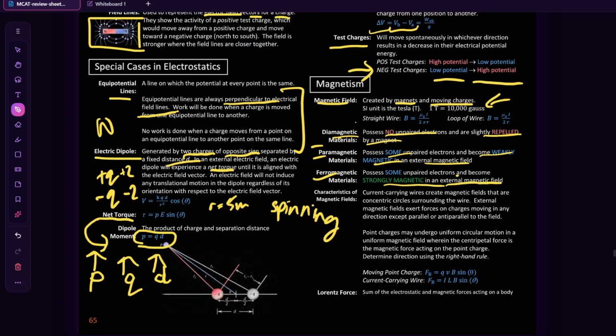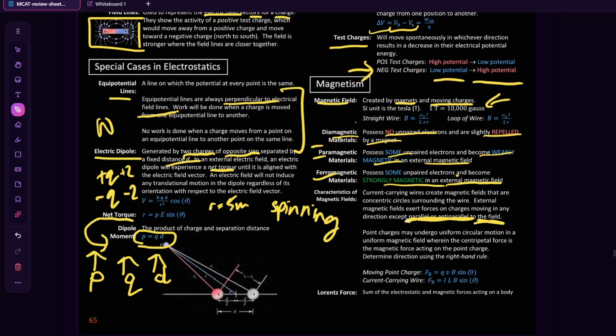What's important to remember about magnetism is that a magnetic field can only push on a charge if that charge is moving and moving in the right direction. Specifically, an external magnetic field will exert a force on a moving charge in any direction, except if the charge happens to be moving exactly parallel or exactly opposite, which is anti-parallel, to the field itself.